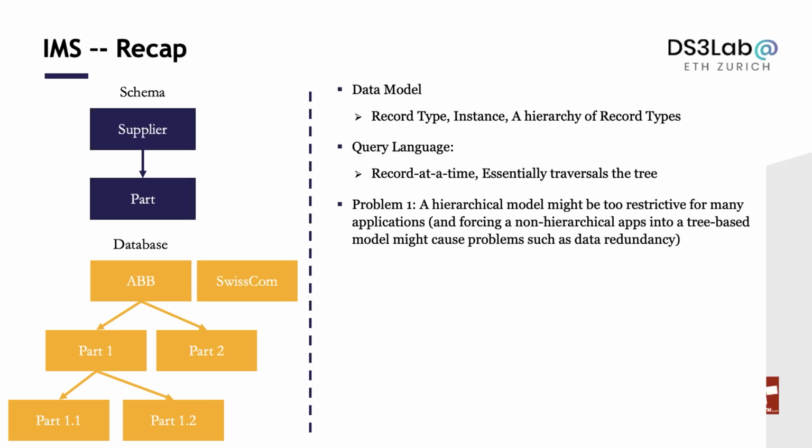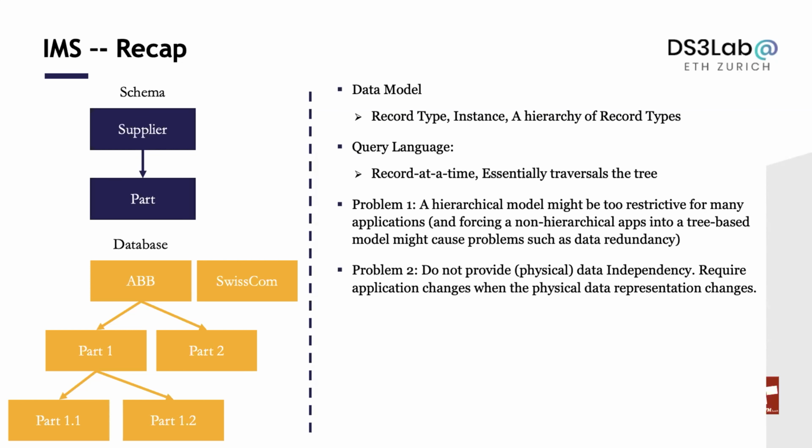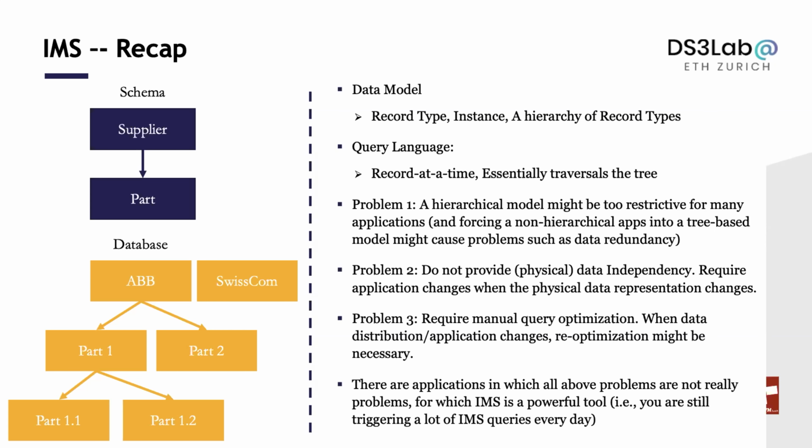First one, a hierarchical model might be too restrictive for many of the applications, right? If you have an application that doesn't fit into a hierarchy, you might have a whole bunch of problems such as data redundancy. It doesn't give you data independence, okay? So you need to change your application, change your implementation whenever the physical data representation changes. And it requires manual query optimizations for different data distributions, for different kinds of data layout, right?